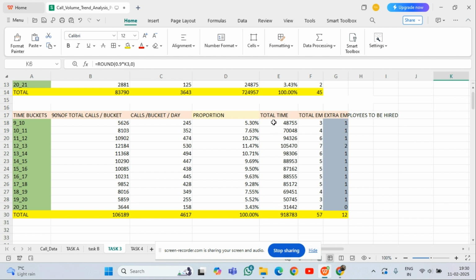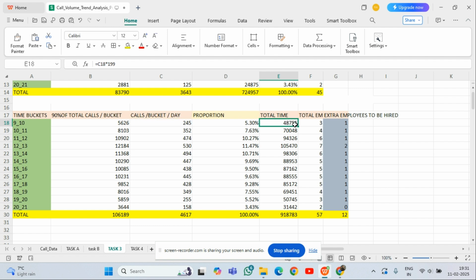We have to calculate the total time for each and every time bucket. How are we going to calculate that? By multiplying C18, which is 245, into 199. What is 199? 199 seconds is the average time, which comes out to be 3 minutes 19 seconds or something.